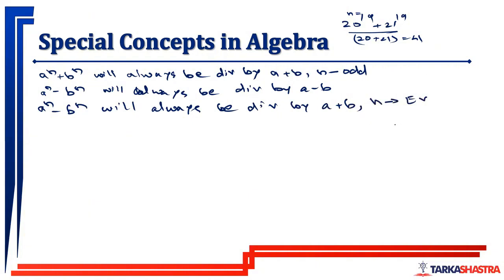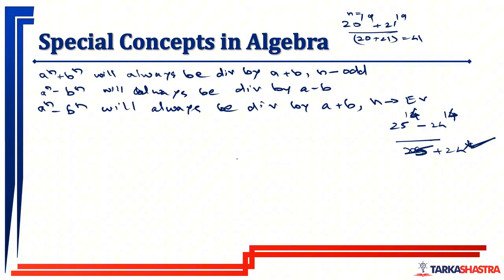Okay, so 25 raised to 13 and 26 raised to 30. Okay, in fact, we have to take subtraction. 25 raised to 13 minus 24 raised to 30. Will it be divisible by 25 plus 24? No, because the power is odd. If the power is even, then it will be divisible by 25 plus 24. We have to make sure that this is true.